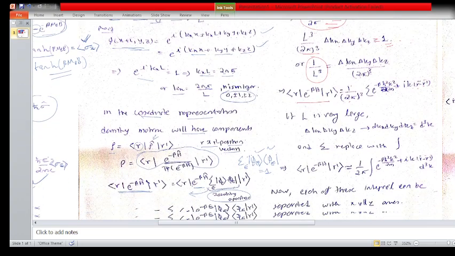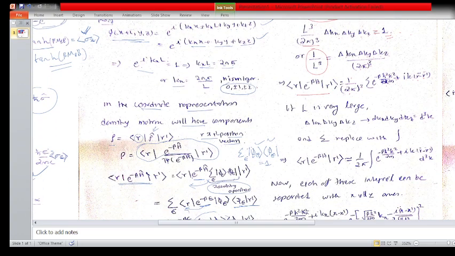And if this L is very large, what will happen? These quantities delta kx delta ky delta kz will become dkx dky dkz, and that can be replaced as d cube k for large value of L. For a large value of L, 1 by L cube will be small, so this total quantity is very small.